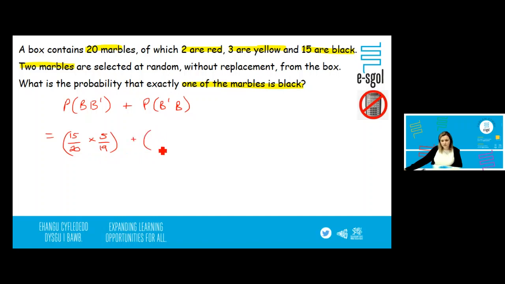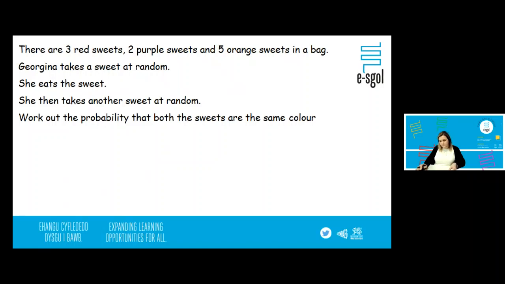The right-hand one, not black to start with, would be 5 out of 20, and then to have the black on the second one, then 15 out of 19. Okay, when you multiply your fractions there, you will have 75 out of 380 on the left and 75 out of 380 on the right, giving you a total of 150 over 380. Okay, so check your answer, and obviously you can post in the question and answer at any time if you need to. Okay, on to the next one.